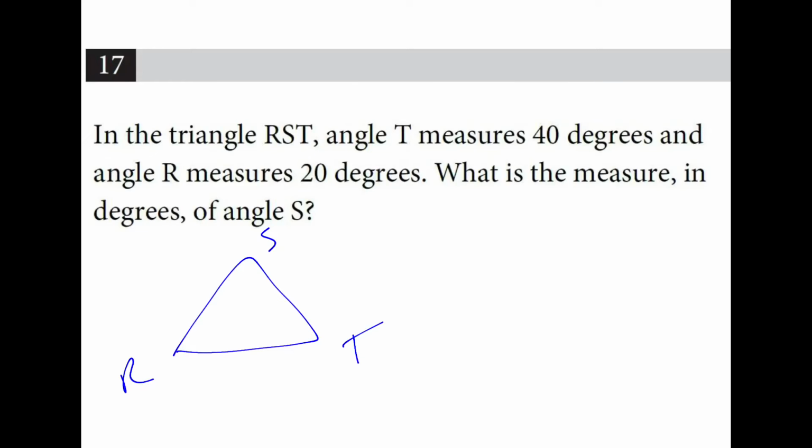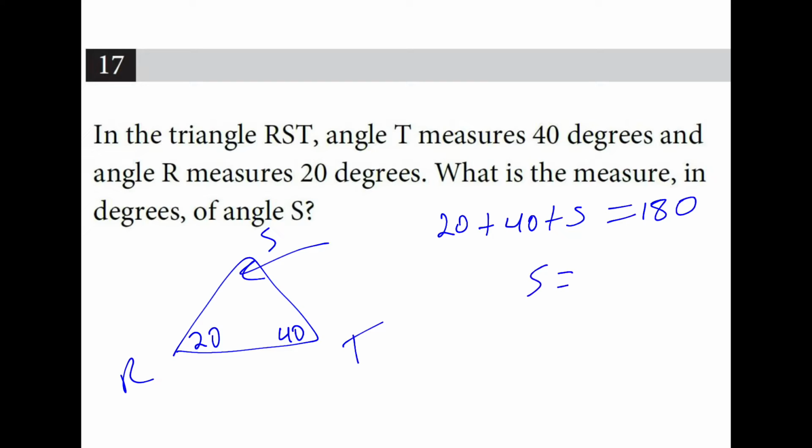Here's triangle RST. T is 40 degrees, and R is 20 degrees. To figure out S, we have 20 plus 40 plus S is equal to 180. So S is equal to 120.